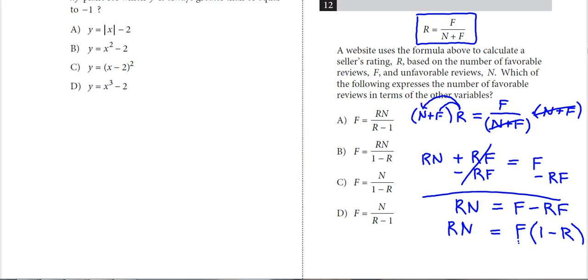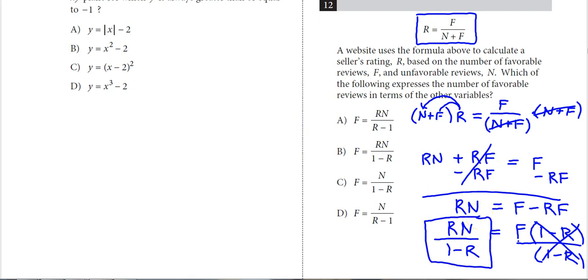Now finally, to get F all alone, I need to divide both sides by 1 minus R. And this will cancel out. Finally, I have F all alone, and I get my answer of Rn over 1 minus R. So the correct answer there would be B. No real nice shortcuts on this one.